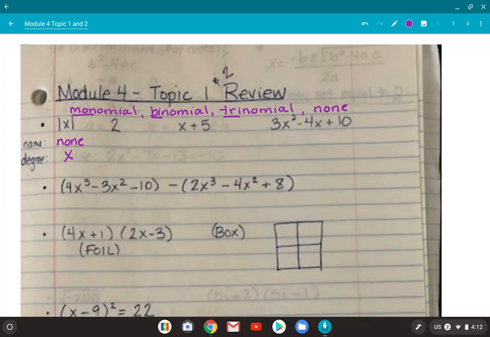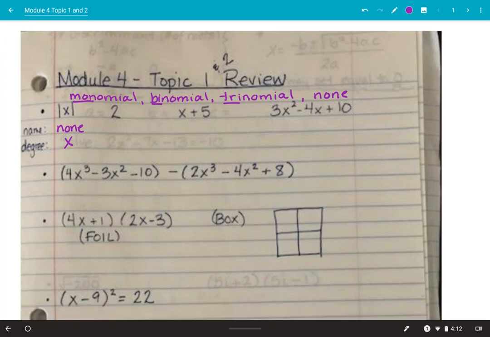Hi guys, we are working on Module 4, Topic 1 and 2. I put them together and made it easier. So the first question, they're asking if you were going to name it, which means is it a monomial, binomial, trinomial, or none? Mono meaning one. Binomial like in bicycle, two wheels. Tricycle, trinomial.